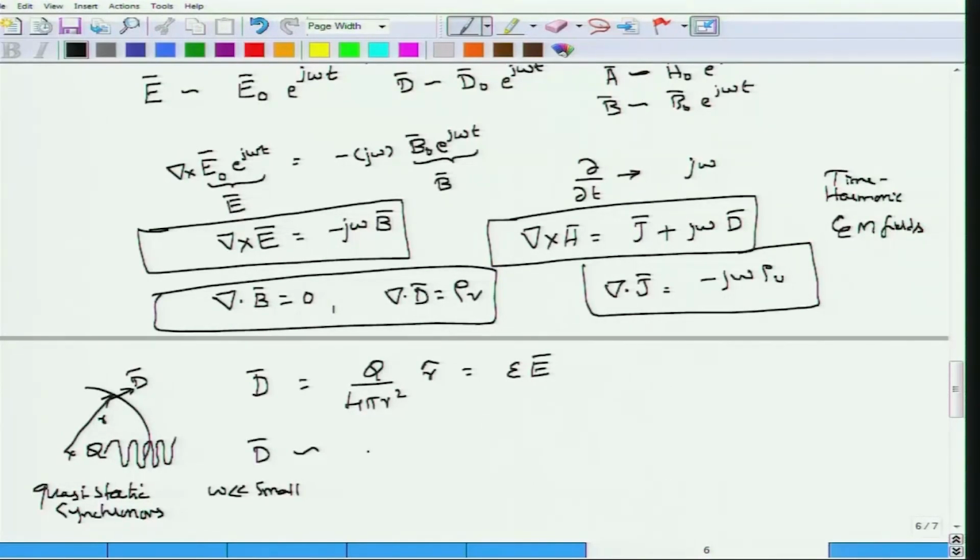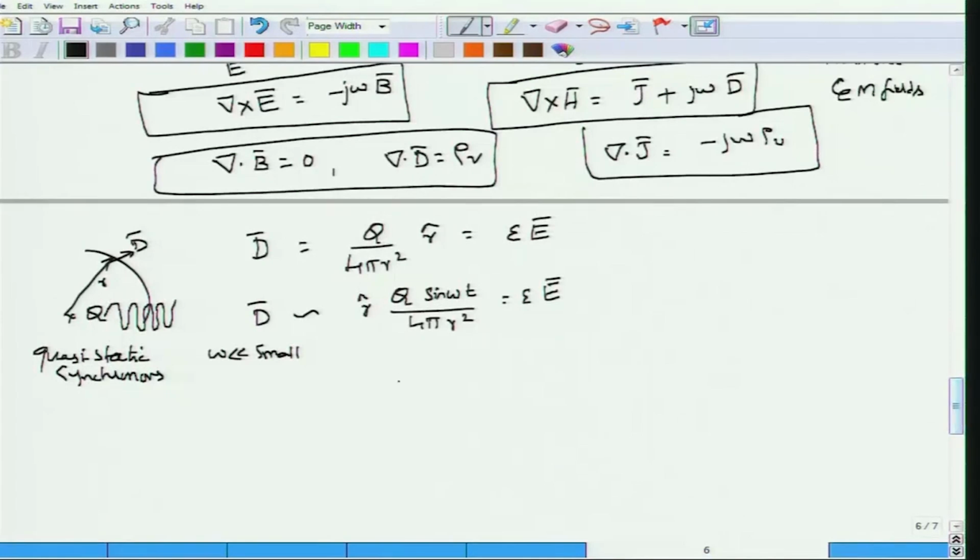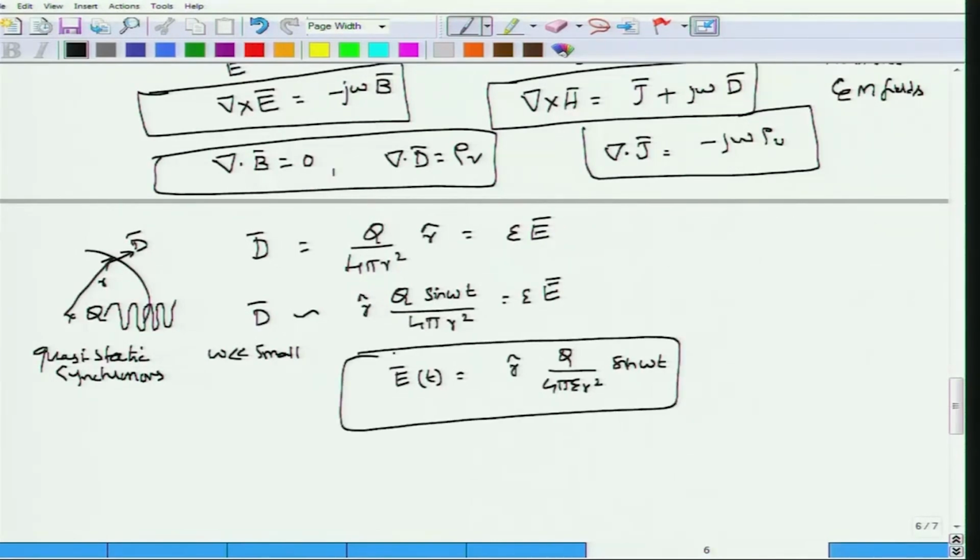So, you might expect that D would also be equal to Q sin omega t divided by 4 pi r square. This would be equal to epsilon E. So, clearly E for the time varying case will be equal to r hat Q by 4 pi epsilon r square sin omega t. Now, the question is whether such an electric field will be the solution of Maxwell's equations. We will try to find this out.